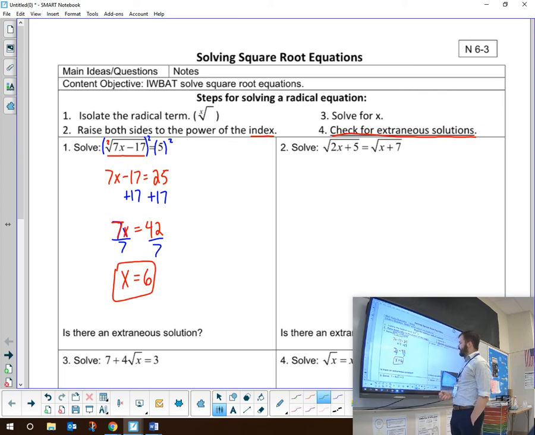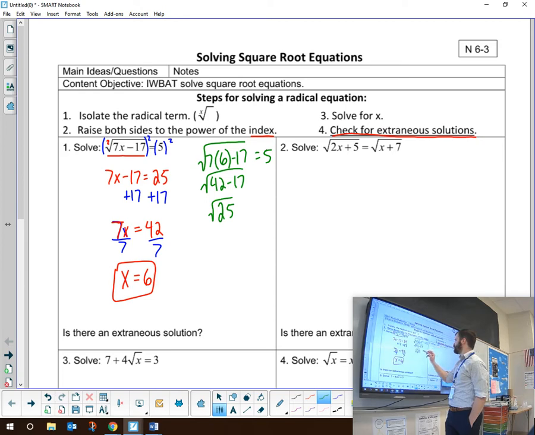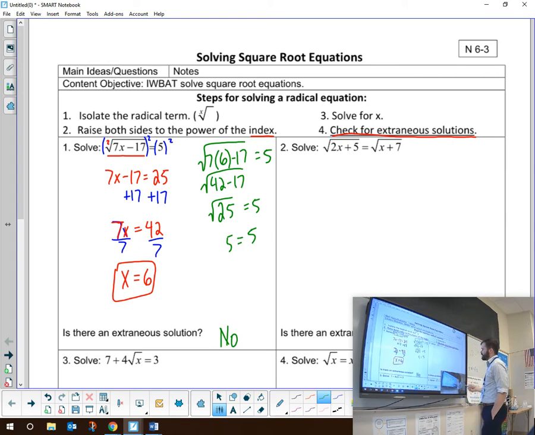So I'm going to take 6. We just plug it back in real quick, and we just check. The square root of 7 times 6 minus 17 equals 5. 7 times 6 is 42. 42 minus 17 is 25. And the square root of 25 equals 5. So, is there an extraneous solution? No, certainly not. X equals 6 is the correct answer.